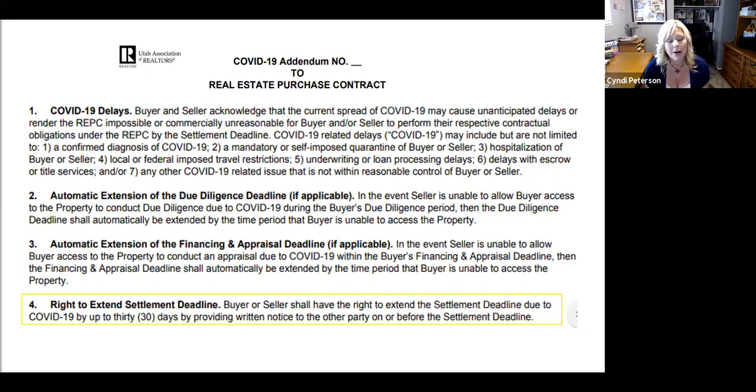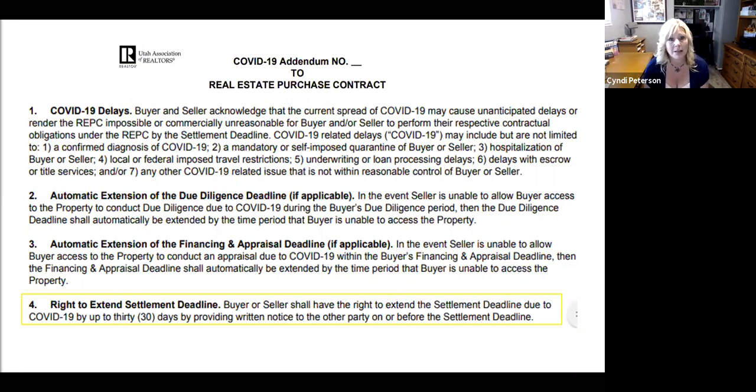So if the buyer has made an offer and the due diligence deadline's close and all these things are happening, but the buyer's not able to get in there to do things they need to do, or they're in quarantine, or the seller's in quarantine and now they can't do their home inspections, things like that.